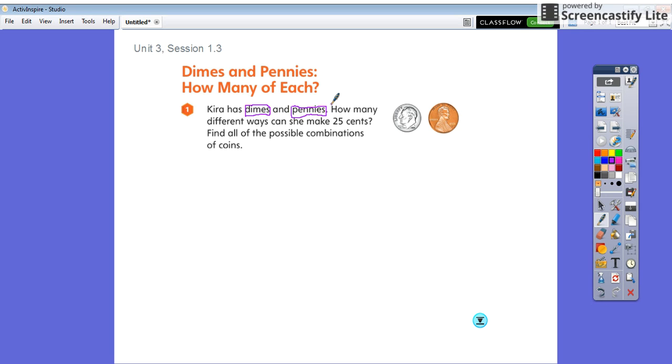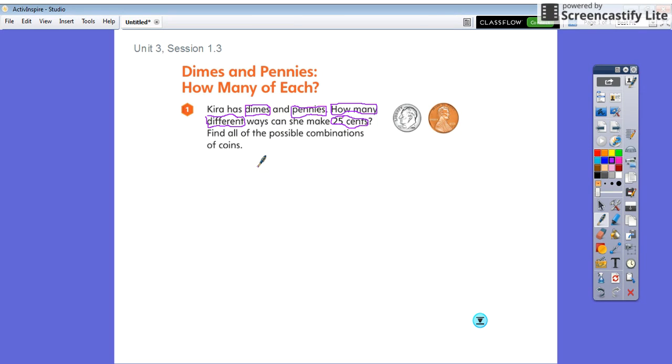How many different ways can she make 25 cents? So there's our "how many," our math phrase that we're always going to box. And "different" is a math word here. I can't have any of the same ways. So I'm going to circle 25 cents, because that's the total amount I want.